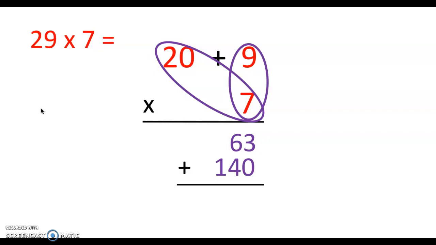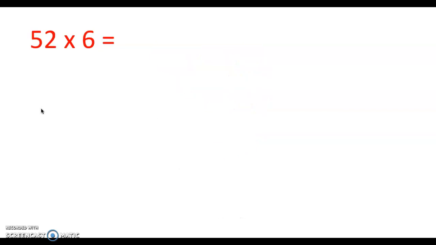Then we will add these numbers together. 3 plus 0 is 3. 6 plus 4 is 10, so I need to carry that 1, and then 1 plus 1 is 2, giving me 203. Let's try another one. We have 52 times 6.